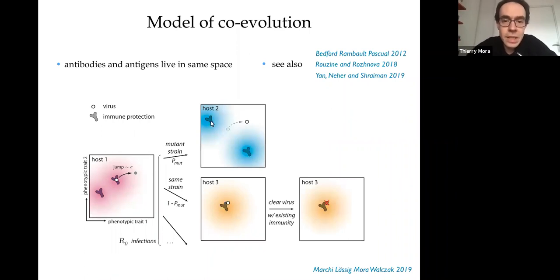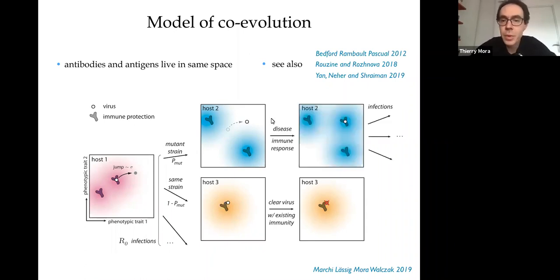Or the second option is that the host actually does not have any protection around that, and the host gets sick, mounts an immune response, and therefore creates a new antibody, so a new immune protection here, and also then infects other people, right? And it goes on and on like this.